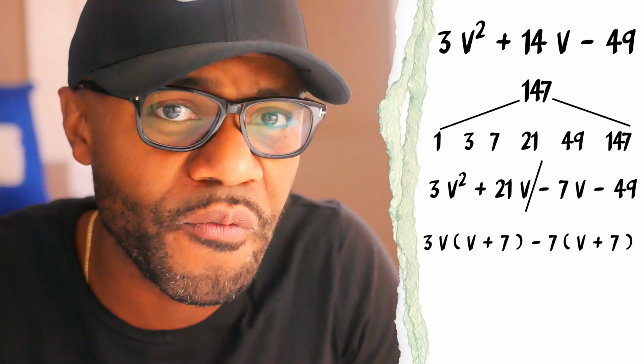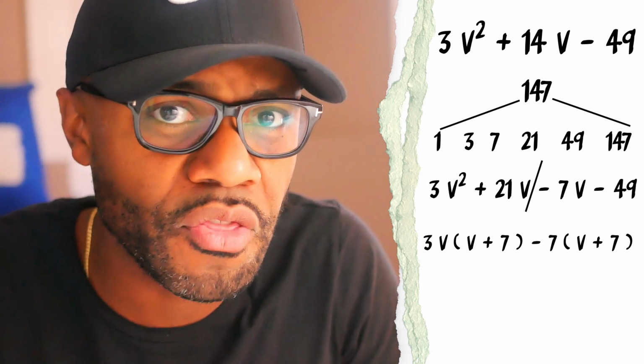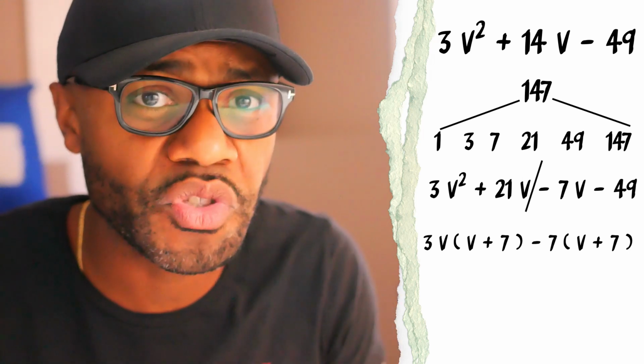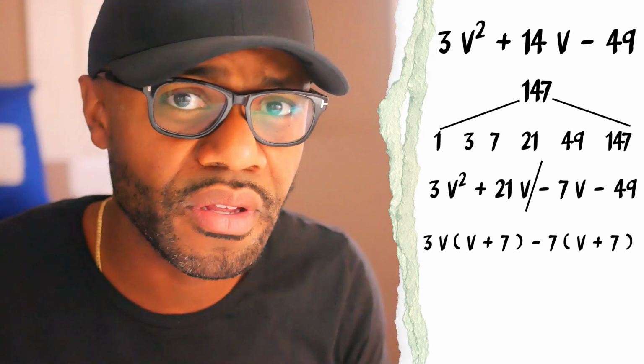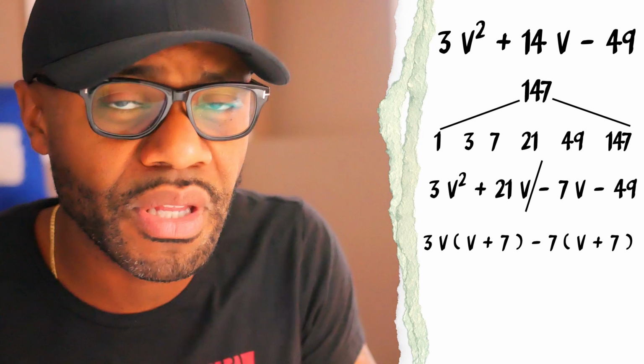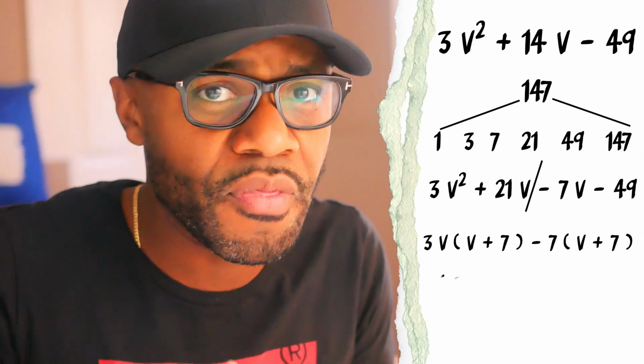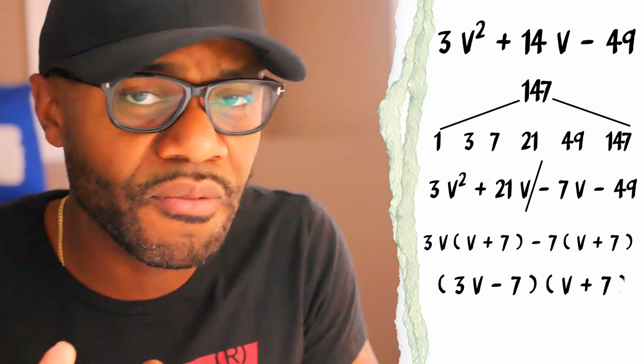And then we just associate the coefficients as well as the terms after them. So the coefficient in the first term is going to be 3v. The coefficient in the second term is -7. So we're going to associate 3v minus 7 as one. Then we're going to associate v plus 7 as the second term. So the factor form is going to be 3v minus 7 times v plus 7.